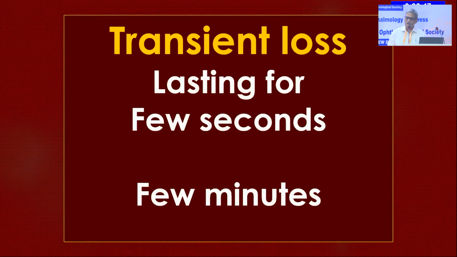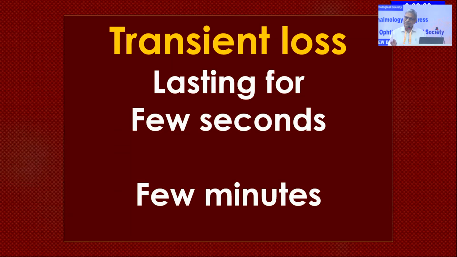Transient loss, lasting for a few seconds. Never forget about increased intracranial pressure. Papilledema patients. They will ask you why in papilledema you get a transient loss. Very simple. Whenever there is raised intracranial pressure, there will be spasm of the ophthalmic artery or the posterior cerebral artery. So naturally the blood supply to my visual cortex is reduced. That's why transient loss is there. That's why a papilledema patient can have transient loss.